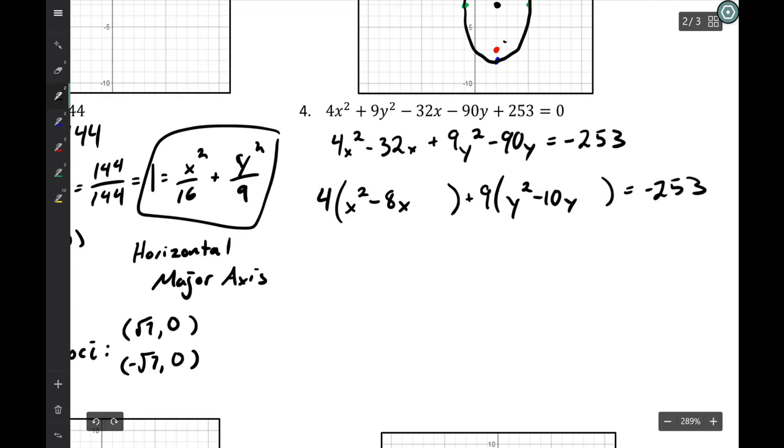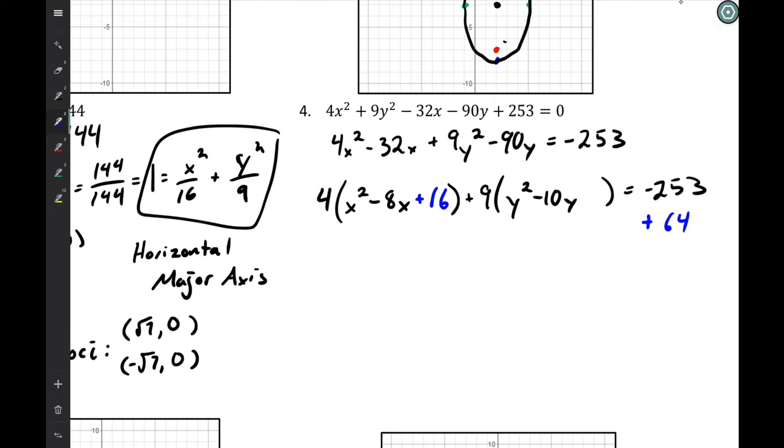Okay, now I have to complete the square in both things. So to complete the square, I gotta think, okay, what completes the square here? Well, negative 8 divided by 2 is negative 4. Negative 4 squared is 16. So 16 completes the square here. So if I'm adding 16 to this side of the equation, I also have to add 16 over to the other side, but because I'm multiplying by 4, I have to add 16 times 4, which is 64.